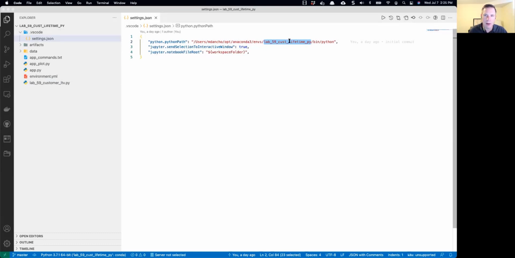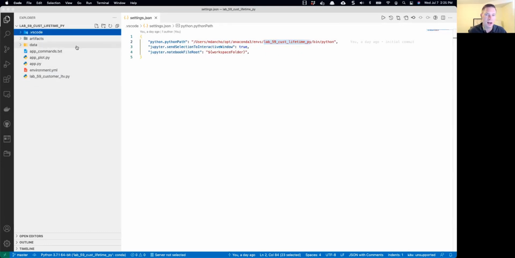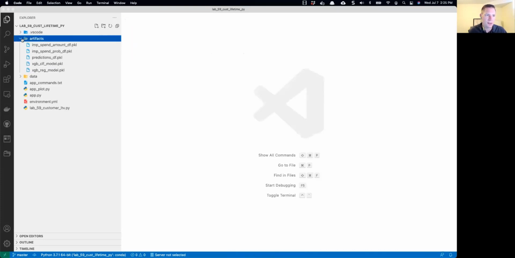The environment is important because it has the specific versions of the Python packages and libraries that we're going to be using today, so make sure that you have the right ones working. The next one is the artifacts. As we go through our analysis, we're going to actually be creating these, so I'm not going to spend too much time on them. Think of it like saving our work at the end of our analysis.